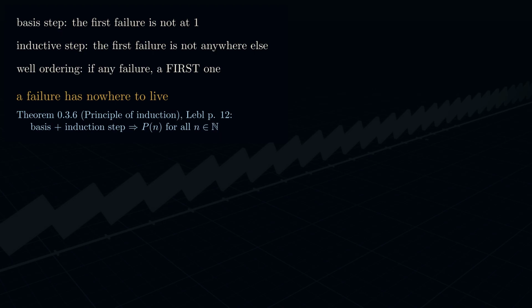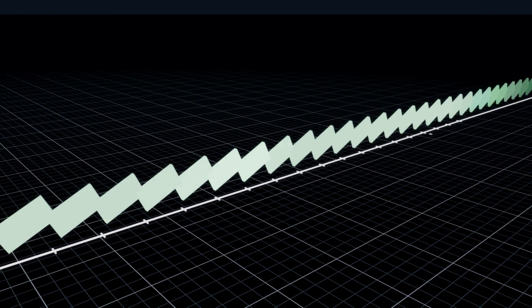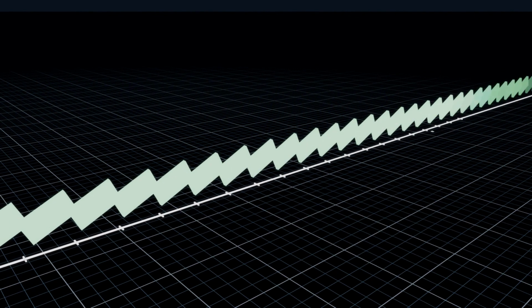Lebl writes this as Theorem 0.3.6, the principle of induction, and proves it exactly this way in a few lines. You have now seen the proof of the method itself. Many courses never show it. We did. And from now on, when you write by induction, you will know what you are standing on.